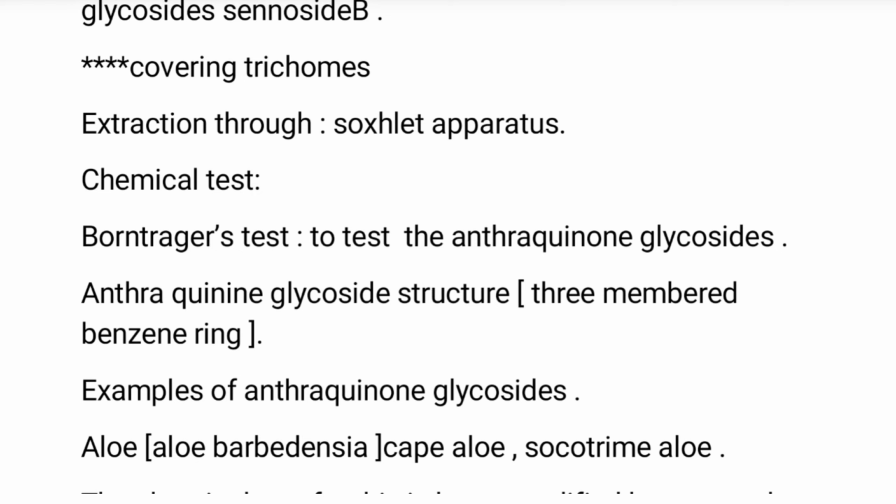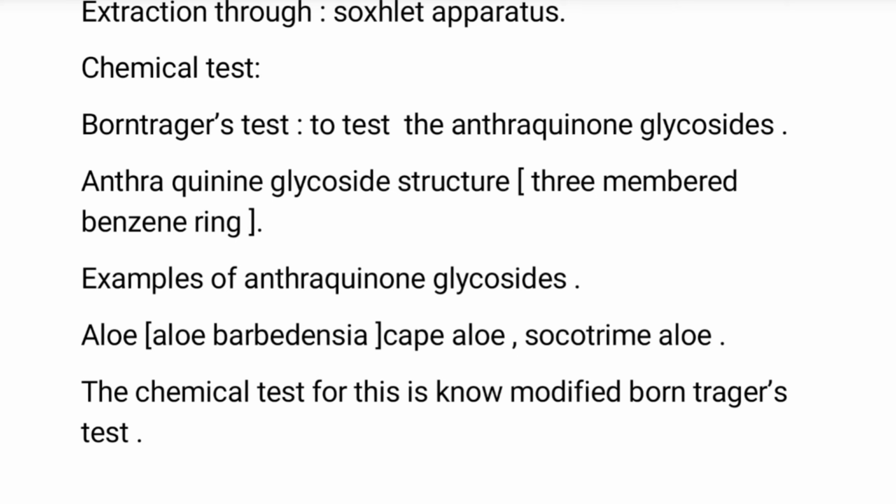Okay, but when it comes to aloe, that is nothing but aloe vera, that is nothing but Aloe barbadensis, for that aloe we do the test known as the modified Borntrager's test. So both are anthraquinone glycosides, but the difference is that we do the Borntrager's test for senna, and we do the modified Borntrager's test for aloe vera, that is Aloe barbadensis.